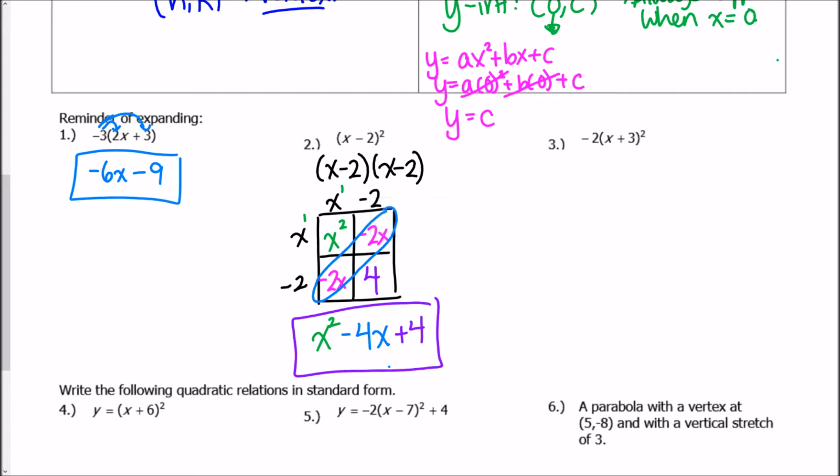Okay, now for this last one right here, I need to expand the (x plus 3) first. So I'm going to say (x plus 3) times (x plus 3).